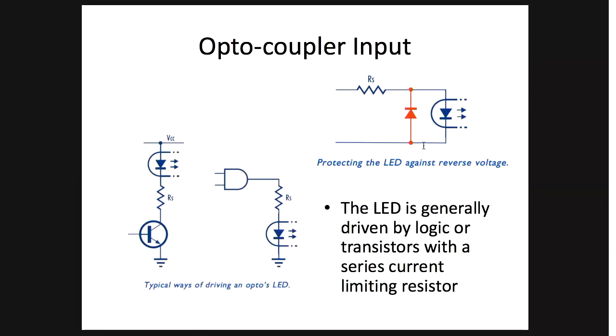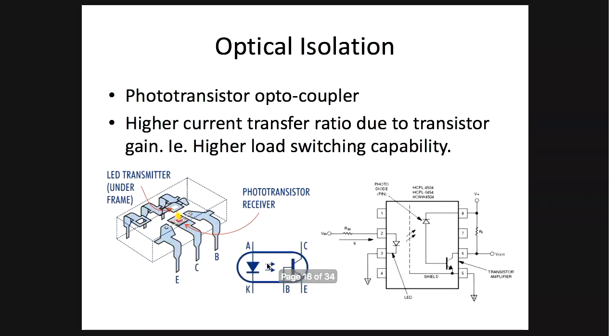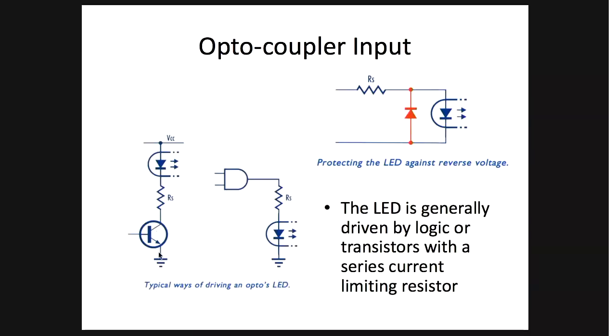Optocoupler input: typical ways of driving an opto's LED. Here what we have shown is only the LED, and we haven't shown the driving circuit, but the receiver part is correct. Sometimes, for driving the LED, people might use a transistor. Why do we use a transistor here? When you are driving an LED, you can directly use a resistor and then put in the required supply. But then why do you need a transistor?